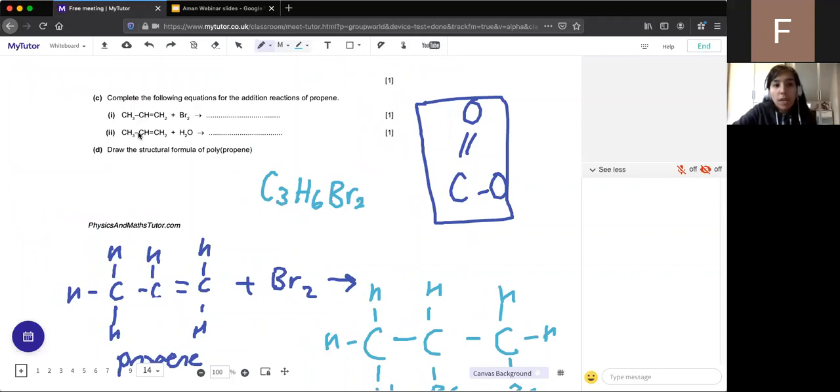So we've got another alkene reacting with water. What happens when alkenes react with water or steam? What's produced? What happens when alkenes react with water or steam? What's produced? Or what's produced in this case then? So we've got propene again reacting with water. So what would be produced? Yeah, alcohol. So which alcohol specifically then? So we've got propene reacting with water to produce which alcohol?